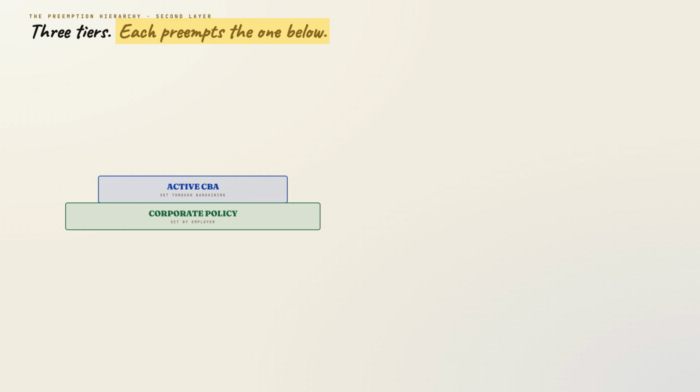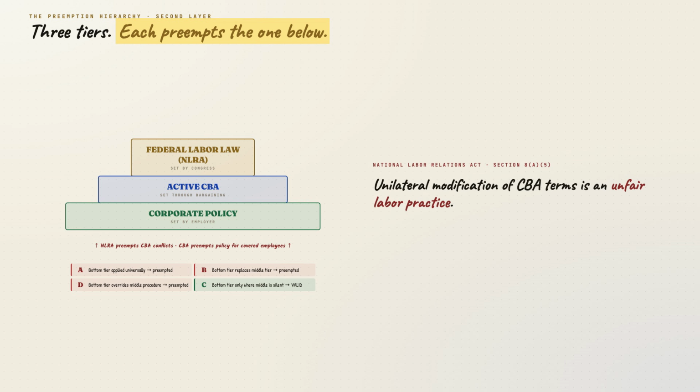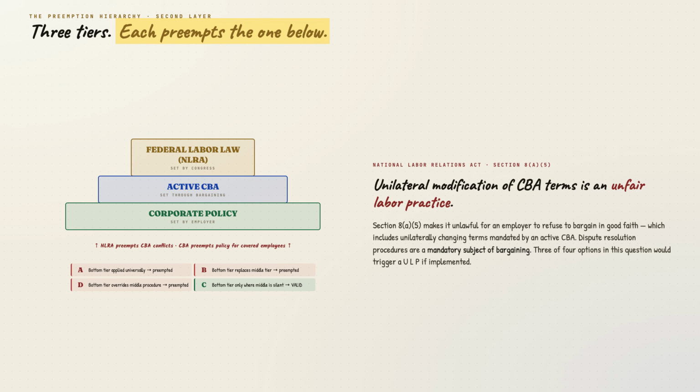There is a second layer, the hierarchy behind the boundary. Federal labor law is a 3-tier structure. At the apex, the NLRA, set by Congress, cannot be overridden. In the middle, active CBAs set through collective bargaining cannot be overridden by corporate policy for covered employees. At the base, corporate policy set by the employer governs everything not preempted above. Each tier preempts the tier below within its scope. This is why options A, B, and D fail. All 3 try to apply base tier policy inside the middle tier's protected zone. Option C is the only answer that respects all 3 tiers.